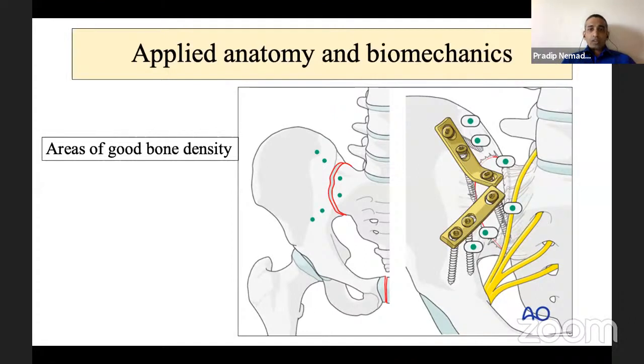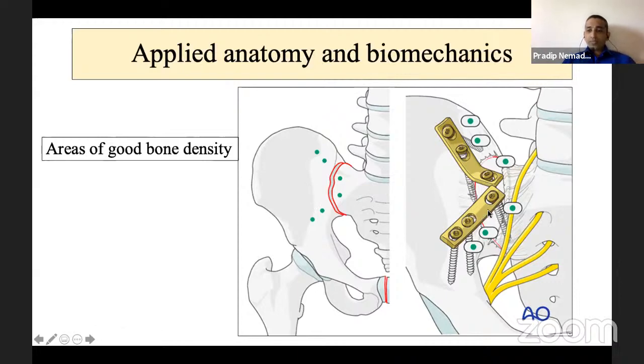So, plate anatomy and biomechanics. If you see the area of good bone density on the ilium, we have the posterior margin, the posterior region, and the anterior region of the sciatic buttress. Those are the areas where we have good bone purchase. We don't have good bone purchase in the middle because that is a very thin plate of bone.